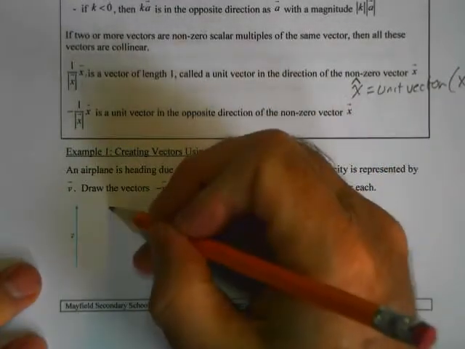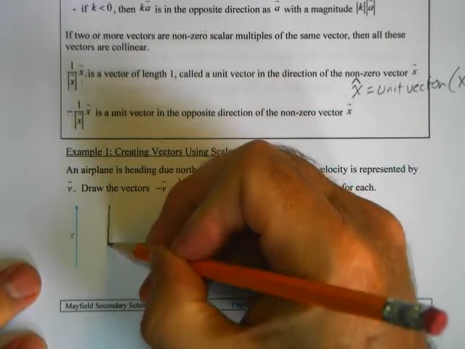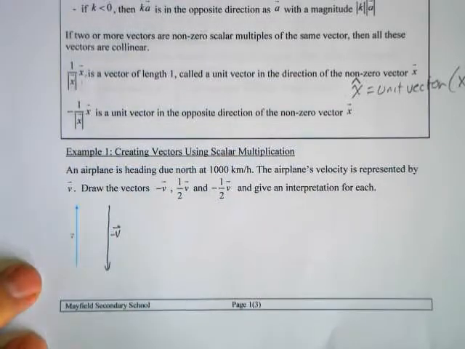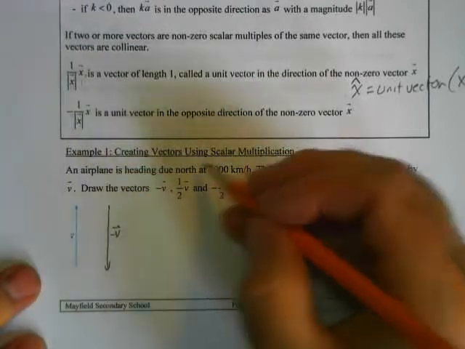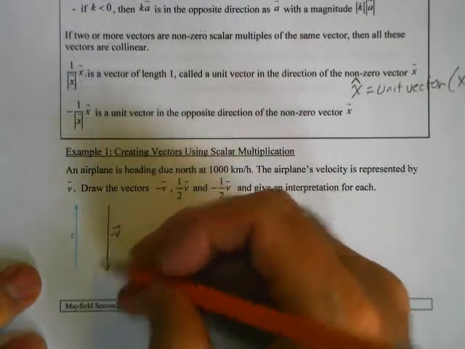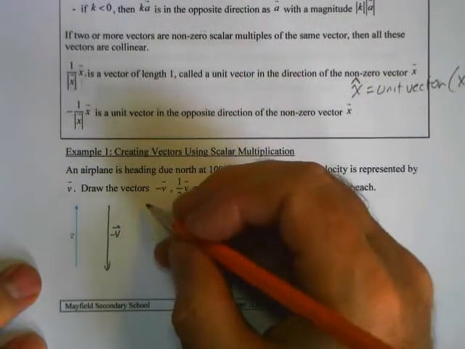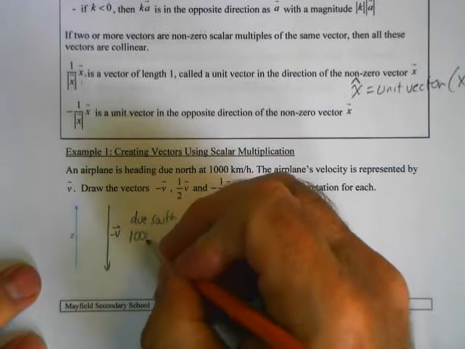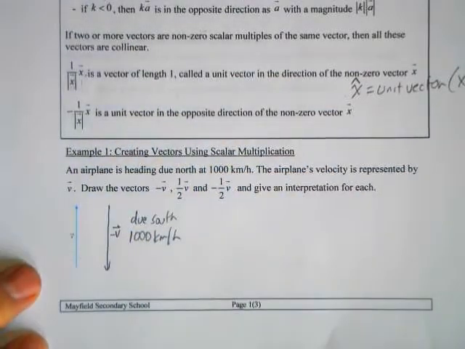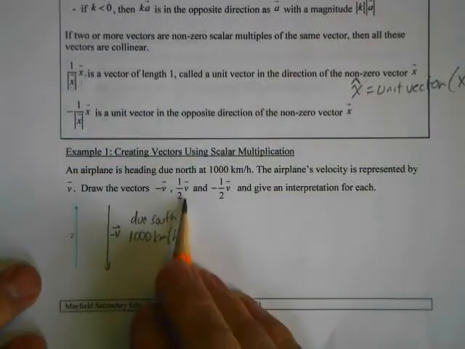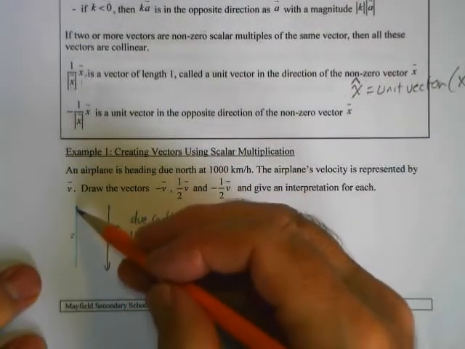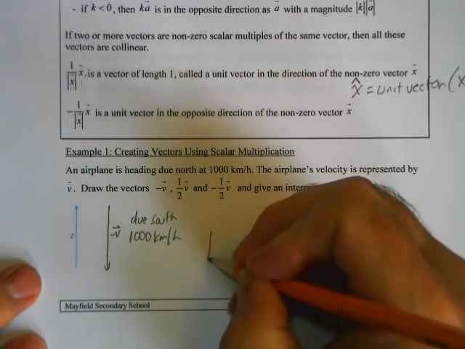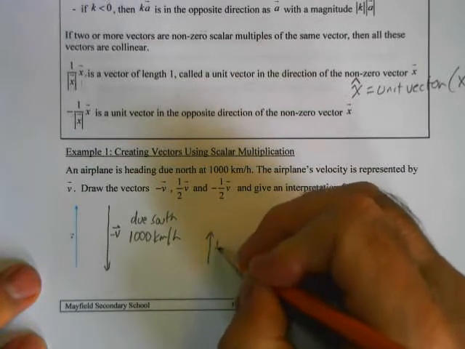So if I drew -v, well, that's same magnitude, just opposite direction. So that would be -v, and that would represent, in terms of describing interpretation, since v is due north at 1,000 kilometers per hour, this would be due south at 1,000 kilometers per hour. Okay, so that's -v. If we do 1/2 v, it's going to be the same direction as v, but only half the magnitude. So that could be 1/2 v here.